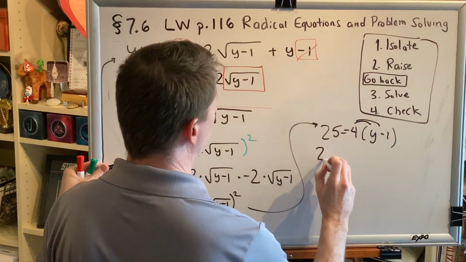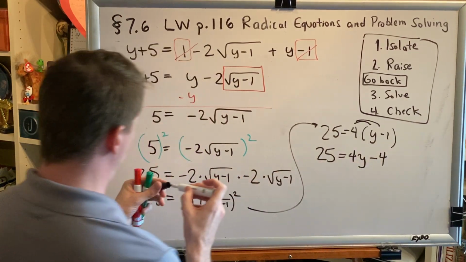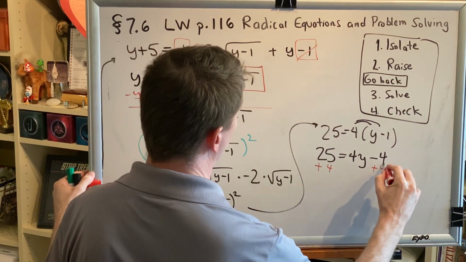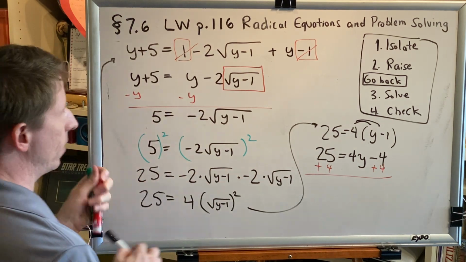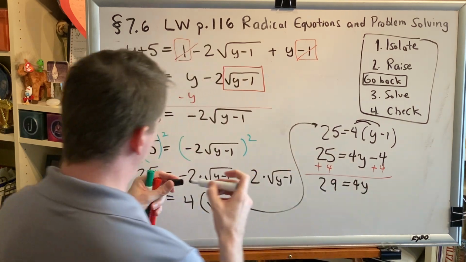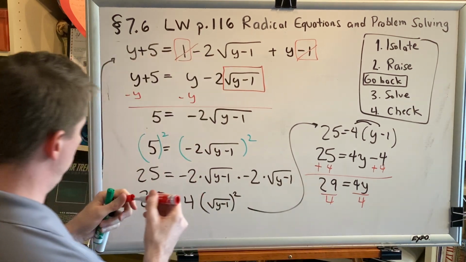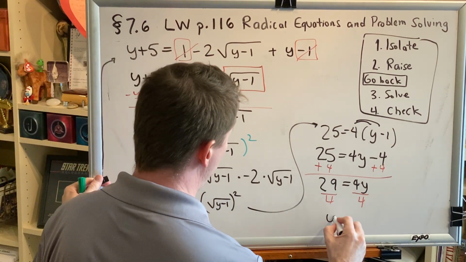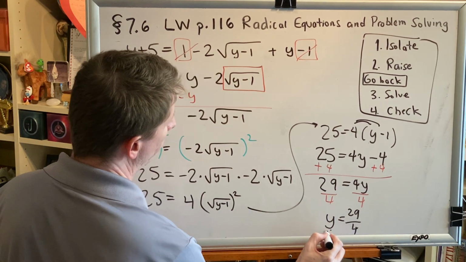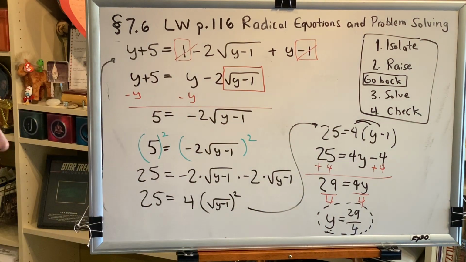Let's distribute the 4. So 25 equals 4y minus 4. Add 4 on both sides. We get the answer 29 equals 4y. Divide by 4 on both sides. And we get y equals 29/4. Now, is this our final answer? Maybe. Remember, you have to do all 4 steps, and the final step is to check.